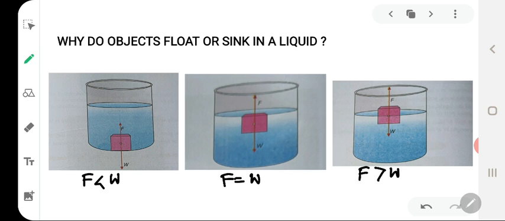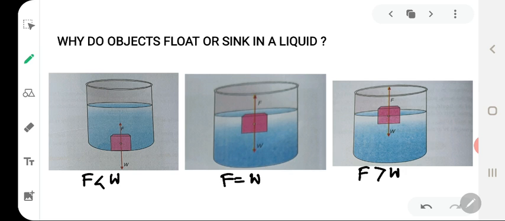Now the law of flotation states that the weight of the liquid displaced by the immersed portion of the object is either equal to or greater than its weight. This is going to decide whether the object is going to float or sink in a liquid. So it is clear that an object placed in a liquid will float only if the weight of the liquid displaced by its immersed portion is equal to or greater than its weight. This is called the law of flotation or the principle of flotation.